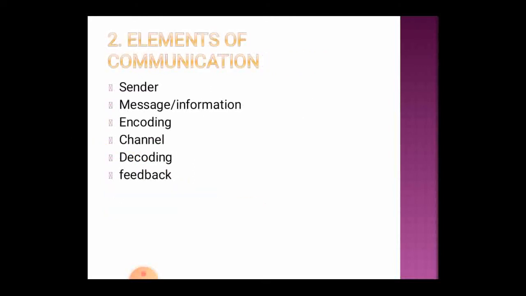Next one, elements of communication. What is an element? Elements include a small compound, a simple piece which will club together to form a compound, as we have seen in chemistry. So there are small elements over here which form the major communication. The first one is sender, second is message, third is encoding, fourth is channel, fifth is decoding, sixth is feedback.